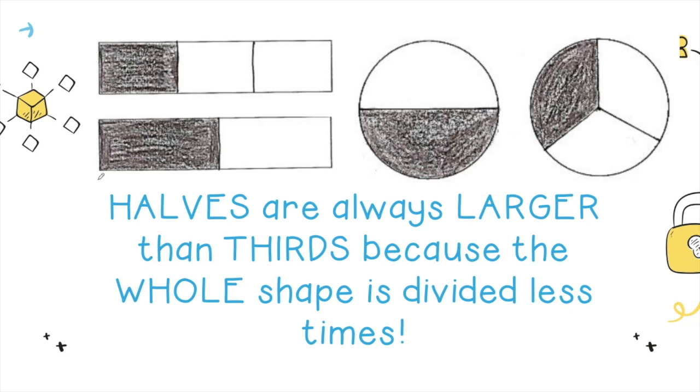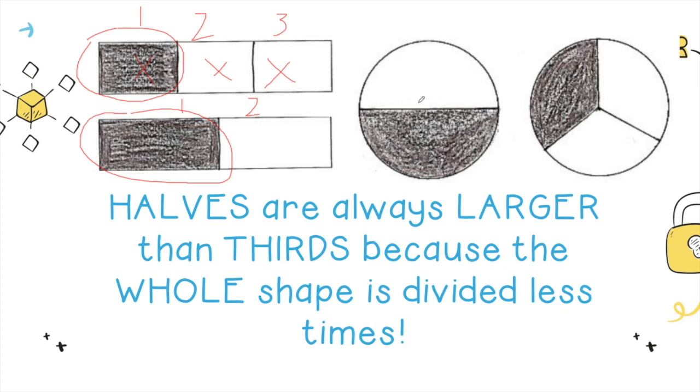Here we have two rectangles that are the same exact length, okay? And then this half is larger than 1/3 because I'm only dividing it 2 times. But in this rectangle, I have 3 equal parts, which means each part is going to be smaller, okay? So that's why halves are always larger than thirds, because the whole shape is being divided into less parts. So each part is larger, if that makes sense.